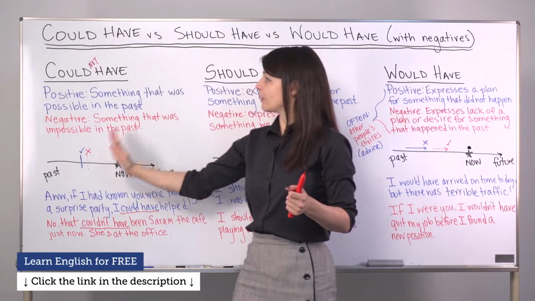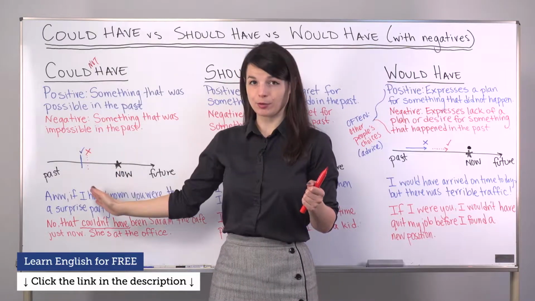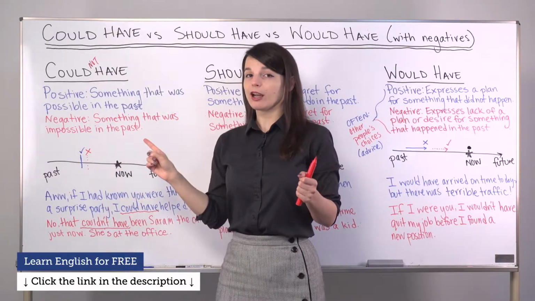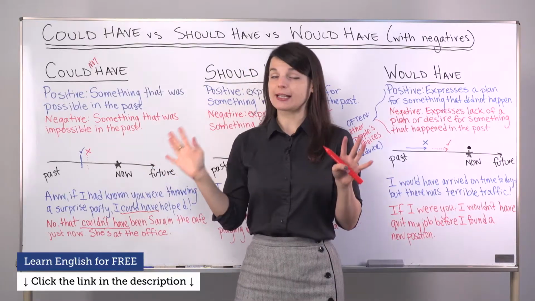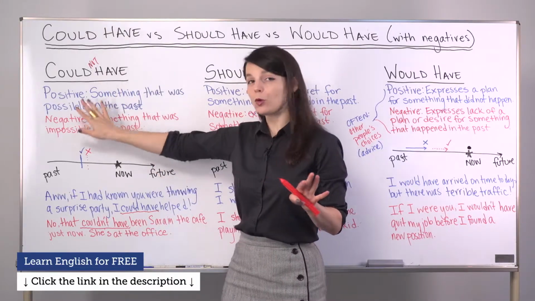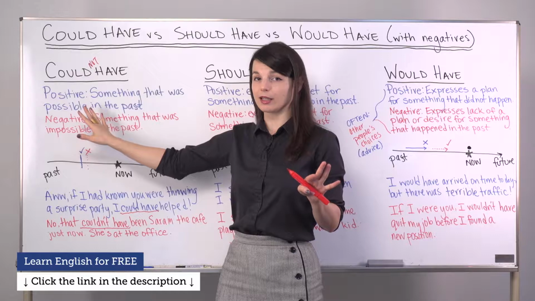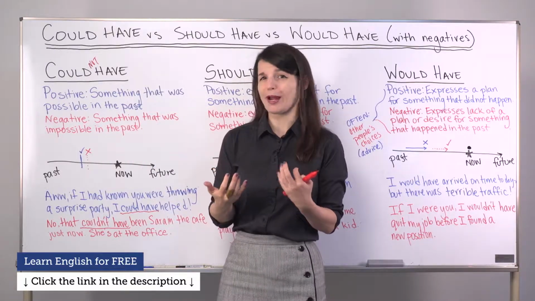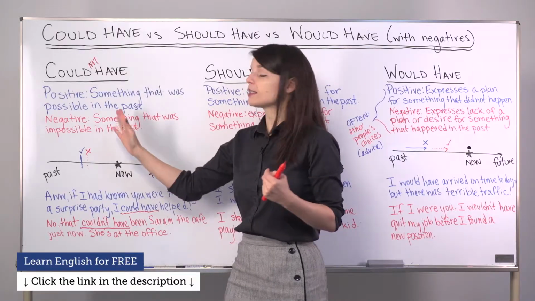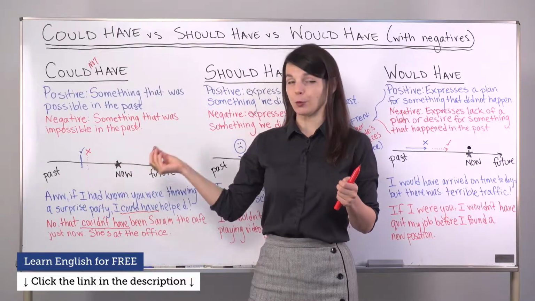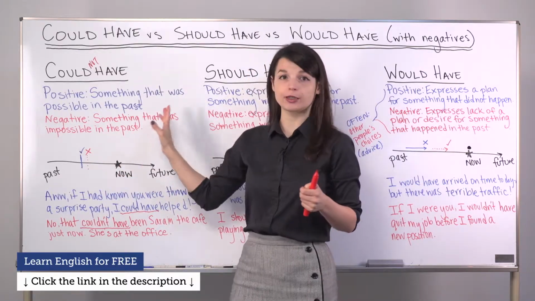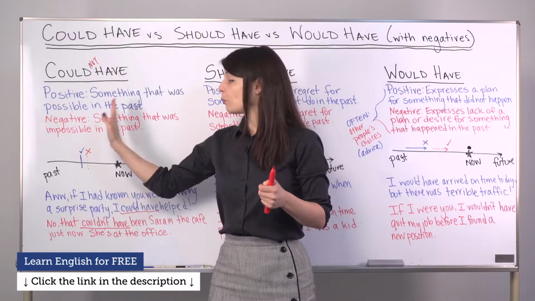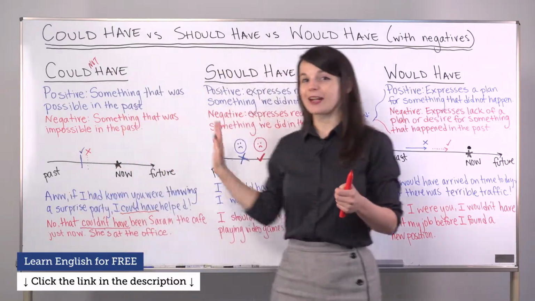So positive form, something that was possible in the past. So be careful in contrast. A key difference here is this is only about possibility. We're not talking about a plan to do something or regret necessarily. We're only talking about possibility when we use could or could not here. So with this, let's move along to the next part.